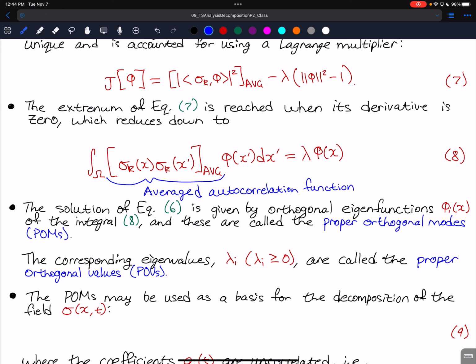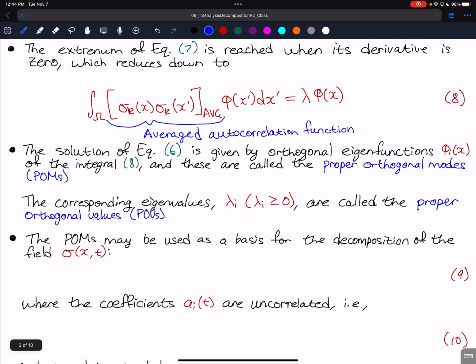For each phi sub i of x, we will also have a lambda sub i, which is our eigenvalue, and we call these the proper orthogonal values, or the POVs. These POMs, which are similar to mode shapes, if we're thinking about displacement data across a structure, capture the spatial variation in the same way as a mode shape captures spatial variations. In that sense, we can use the POMs as a basis for the decomposition of our original time-varying field, sigma of x and t.